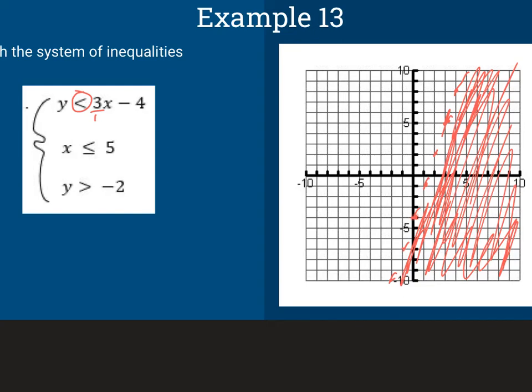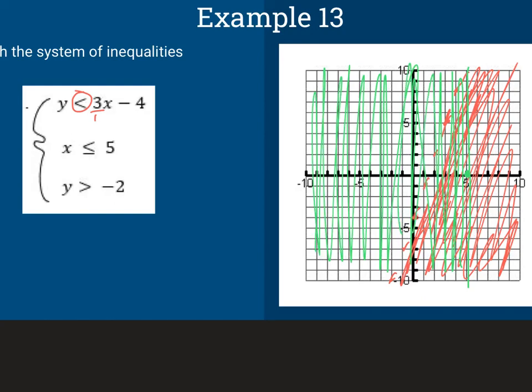The next equation says x is less than or equal to 5. Since it's x is less than or equal to 5, I'm going to go to 5 on the x-axis and put my point there. Now notice it's equal to, so I'm going to draw a solid line. And it's less than, so all the values less than 5 are all these numbers on the left side. So I'm going to shade in all these values on the left side. All this side of the graph right there. Okay?